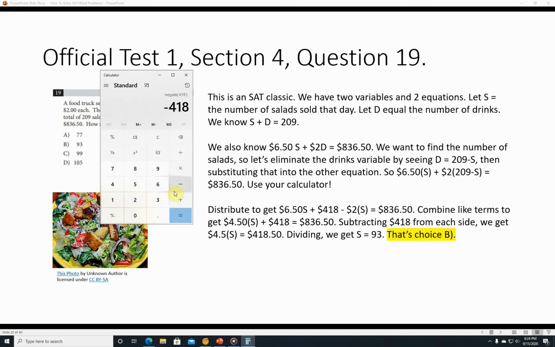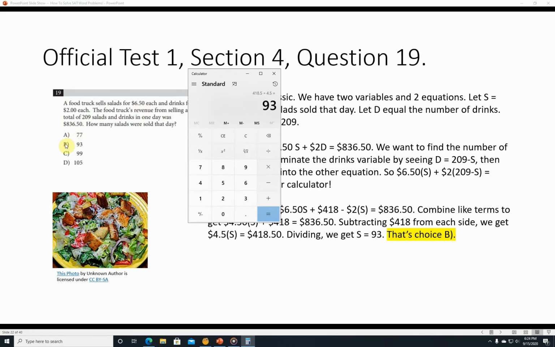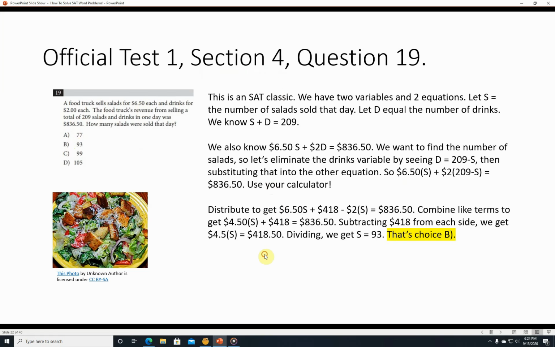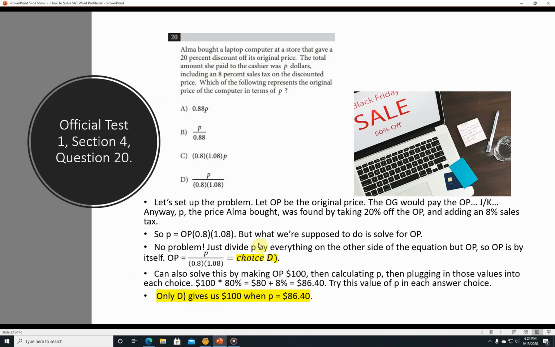So let's subtract the 418 from 836.50, which is $418.50, equal to 4.50 times S. So now we're just going to divide by 4.50. And that's 93. So we get S is equal to 93, which is choice B. Easy peasy. All right. Number 20.